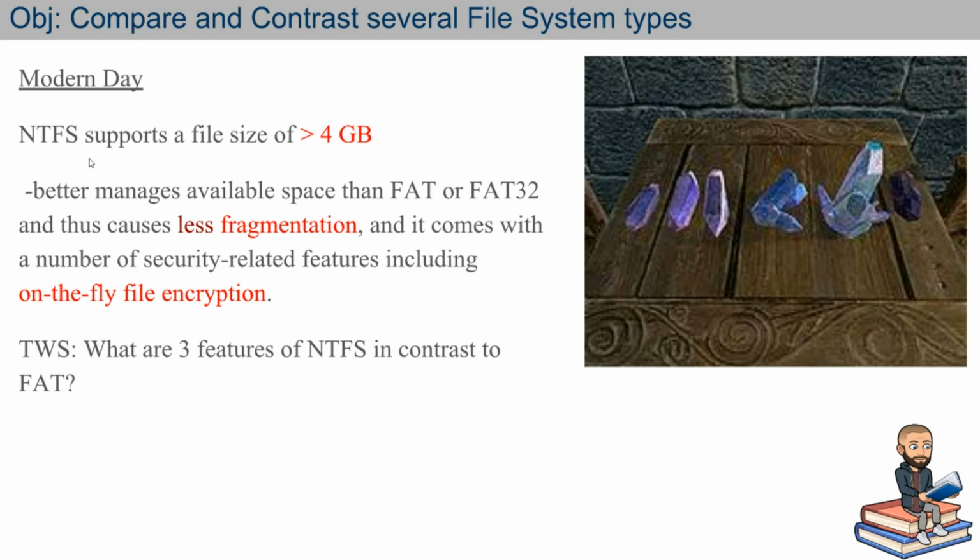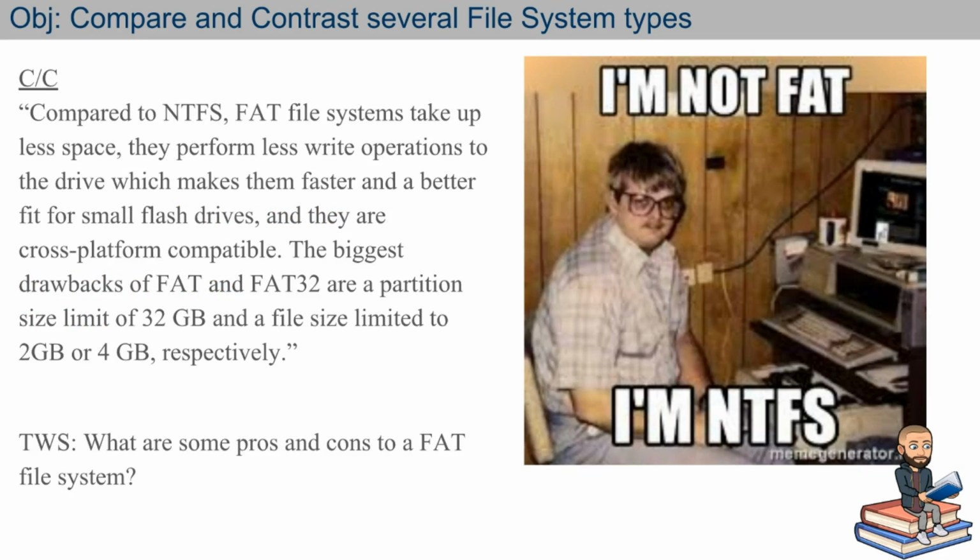Because the NTFS manages available space better, there is less fragmentation. If you remember in the introduction to file systems video, I showed you a picture of fragmentation. This can occur when a file system is saving the files in a non-contiguous way. To better utilize space, you want some sort of feature to make sure your files are not fragmented. NTFS also comes with a number of security-related features, which include on-the-fly file encryption, which, to me, a security-minded professor, loves security-minded features.